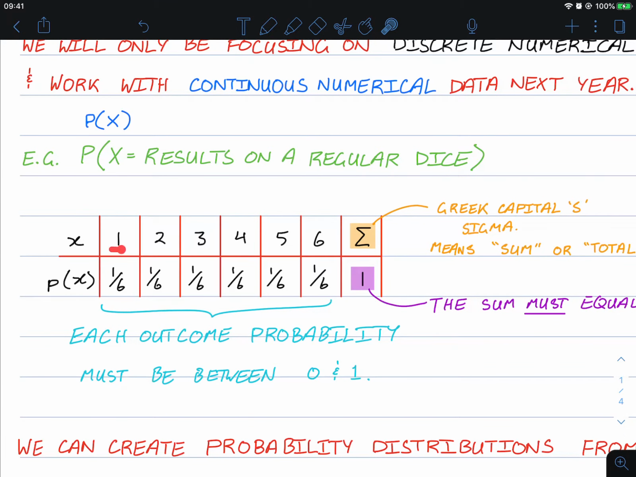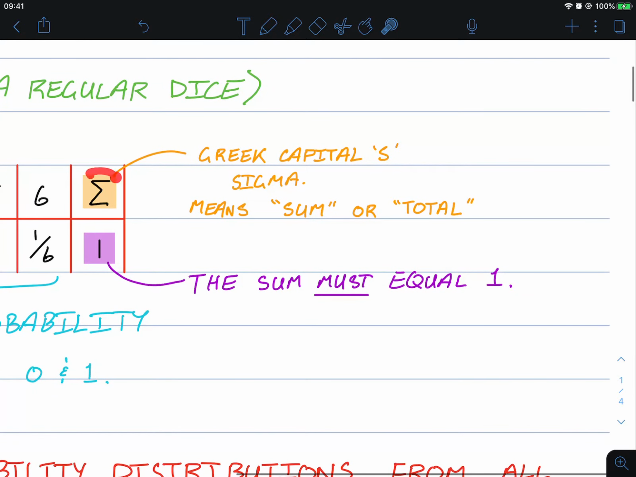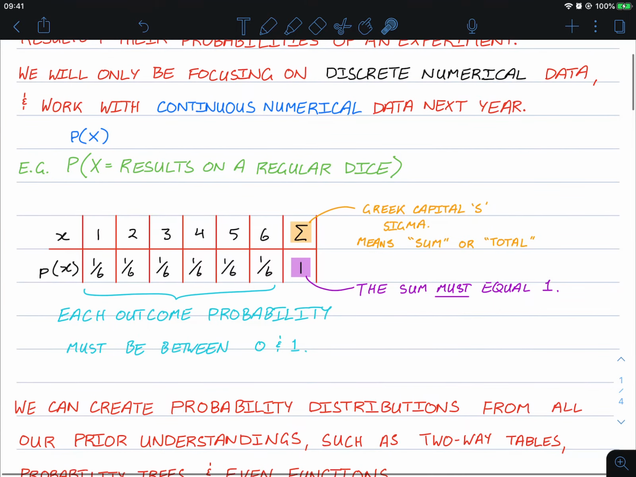And now, P of x is the probability of this one outcome occurring. Well, rolling a 1 on a dice, the probability of that is 1 in 6. And it's the same for all of them here. This symbol here is called sigma, and it just means the sum or the total. In this case, we're taking the total of this row here. The sum must equal 1 because probabilities must all add up to 100%.